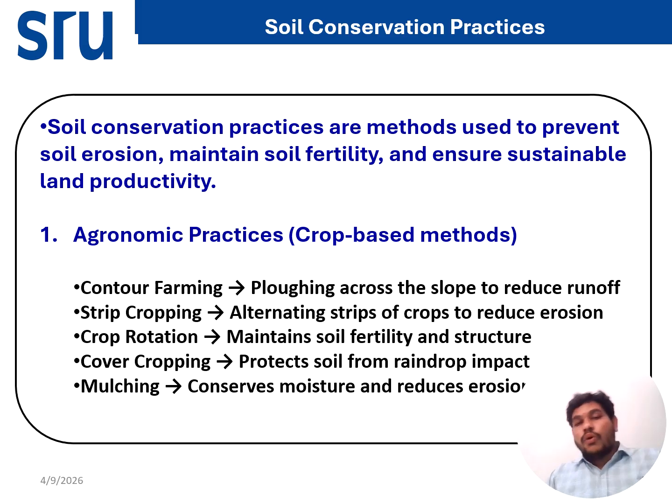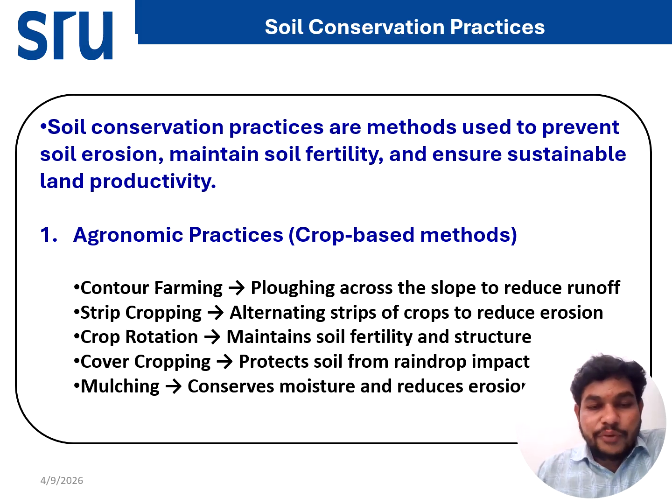So what soil conservation practices can we follow to reduce soil erosion, maintain soil fertility, and improve agriculture practices? There are two types of practices we follow: agronomical practices and mechanical practices. In agronomical practices, we focus only on the crops. With the crops, we define different arrangements on the field. This practice is effective when the slope is less than 2%. It includes contour farming, strip cropping, crop rotation, cover cropping, and mulching.